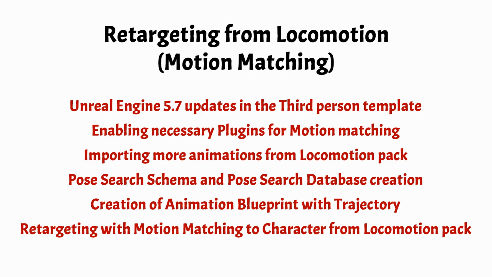In this tutorial, we are going to understand the updated version of the third person template in Unreal Engine 5.7 and enabling plugins for motion matching, importing more animations from the Locomotion pack, creating pose search schema and pose search database, and also creation of animation blueprint with trajectory. Finally, motion matching to the character from the Locomotion pack. We will go step by step to understand this in an easier manner.